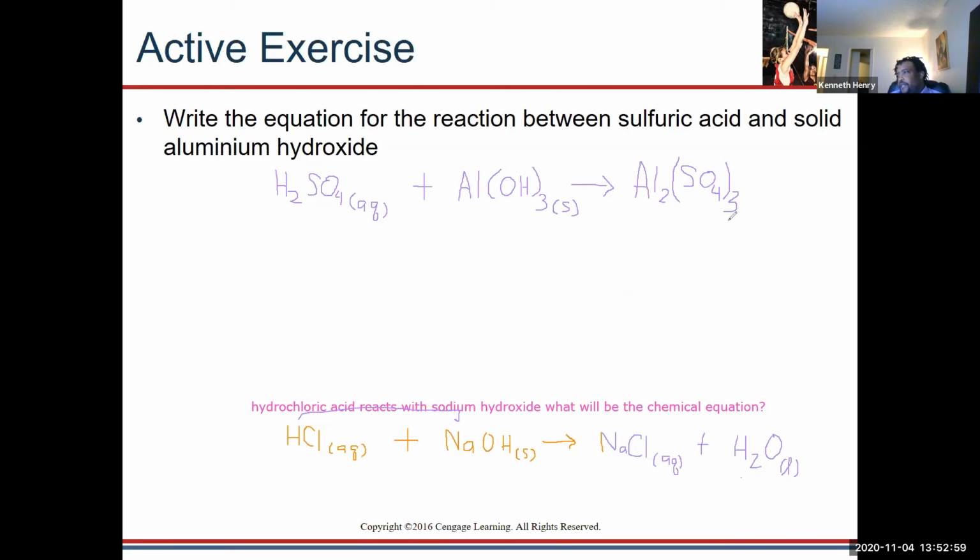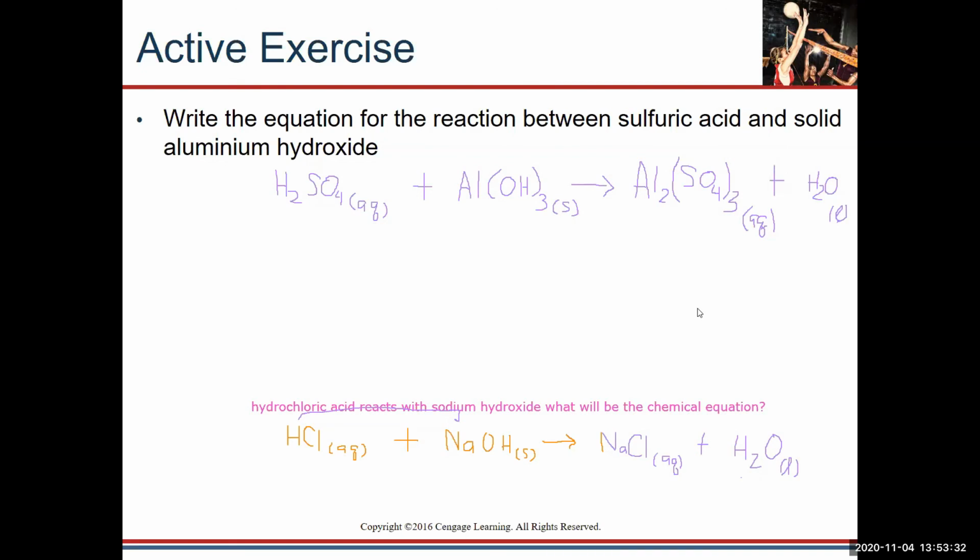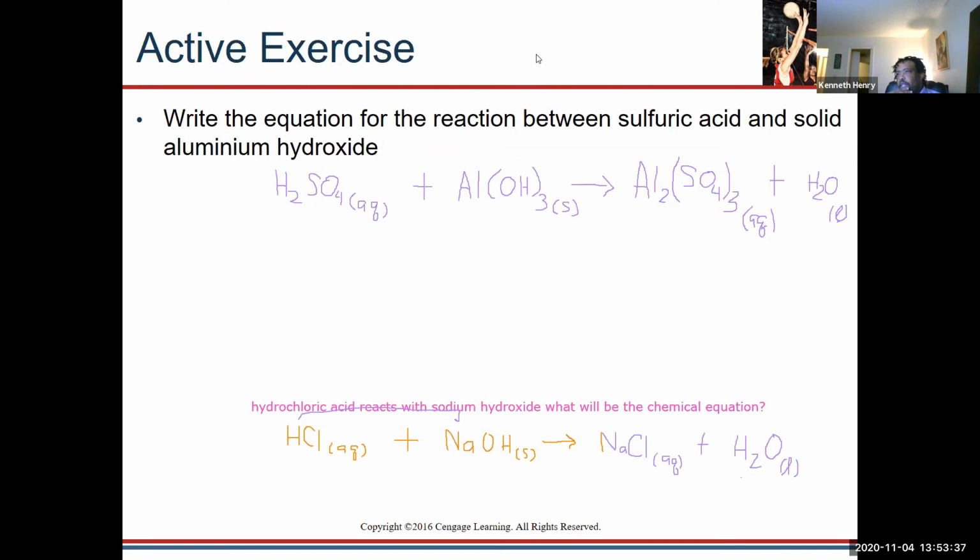Solid, liquid, gas, or aqueous? Aqueous? Okay, the other product? Plus, would it be H2O? Okay, and that's a liquid? Okay. Is it balanced? Cheyenne. No, it's not balanced. Okay, so what do we need to do to balance it?